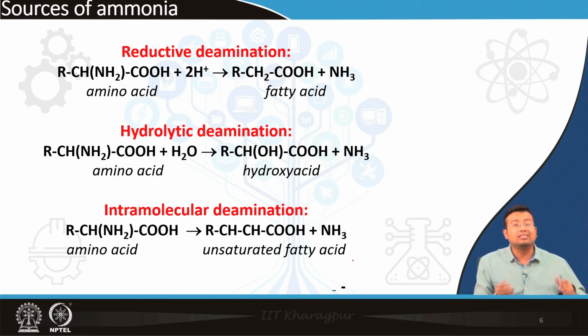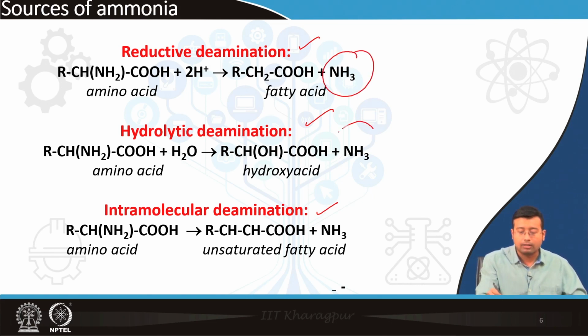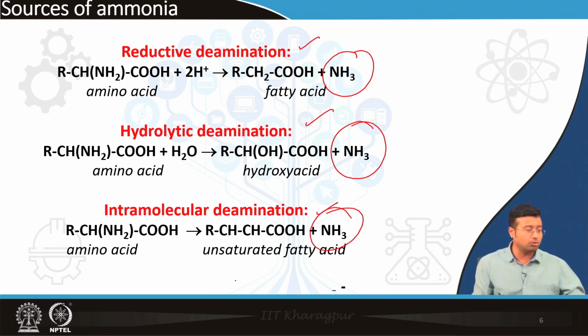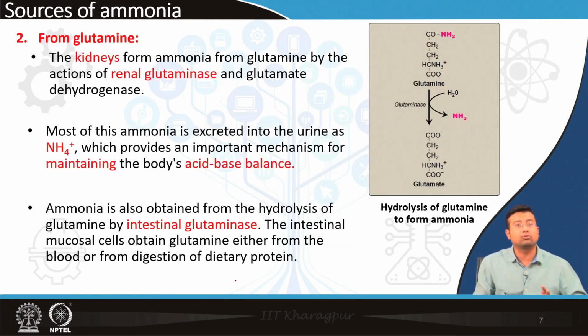But we also discussed in the last class that there are minor ways of deamination other than oxidative deamination, such as reductive deamination, hydrolytic and intramolecular deamination. Since we already discussed them in the last class, we are not going in details, but we already know, and you should know that these are also the reaction that produce ammonia. These are also the sources of ammonia.